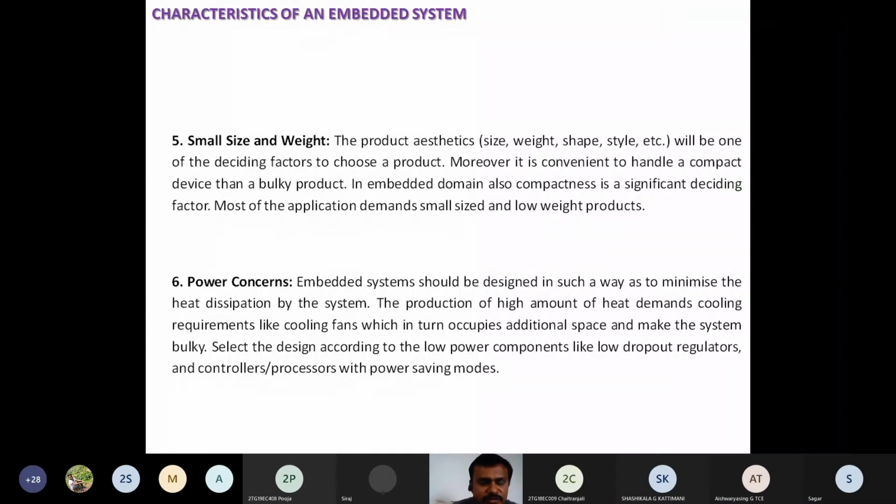So what are we designing here? We are going to use a chip and it is going to produce heat. So to remove that heat, to make that chip cool, we are going to use fans. To do one job, we are taking the help of some more components. Obviously, they are going to create a bulky design. So select the design according to low power components like low dropout regulators and controllers or a processor with power saving modes. So these are the characteristics we are going to observe with respect to an embedded system.